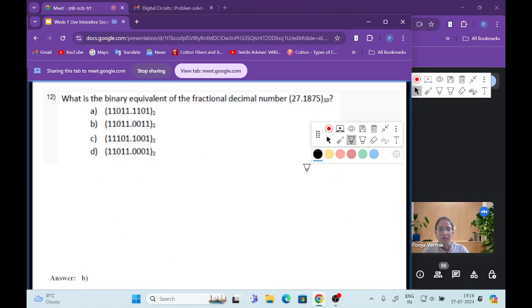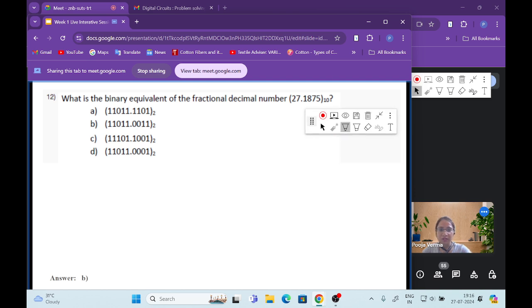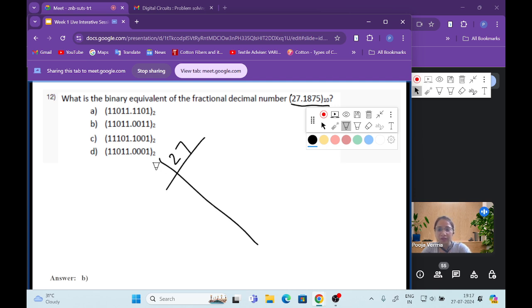Okay, so moving to the next question. What is the binary equivalent of the fractional decimal number? What is the binary representation of this decimal number? The decimal number is given as 27.1875, and we have to convert it into binary. For the integer part, we divide by 2, and for the fractional part, we multiply by 2. So let's do that.